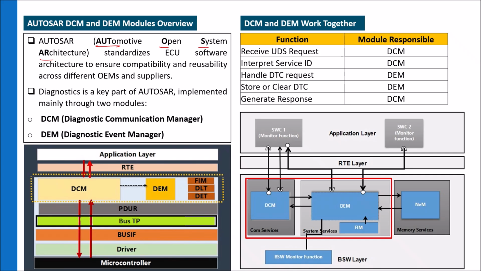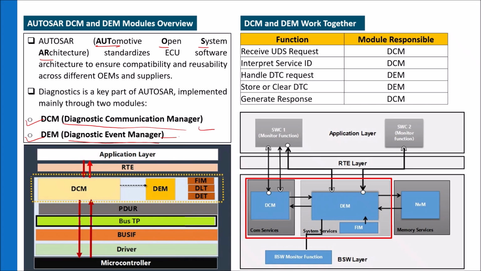Now, diagnostics in AUTOSAR. Diagnostics is a key part of AUTOSAR and it is mainly handled by two modules: one is the DCM and the other is the DEM. DCM is the Diagnostic Communication Manager and DEM stands for Diagnostic Event Manager. By the name you can understand that DCM handles the communication with the diagnostic tool, and DEM will manage the events, faults and DTC storage.